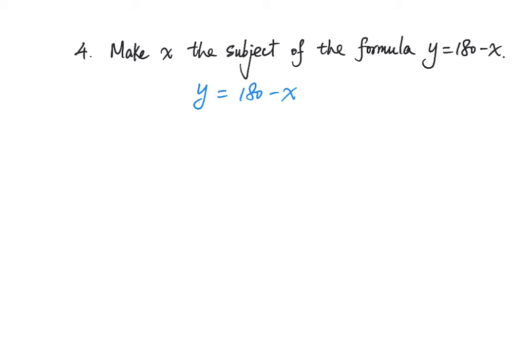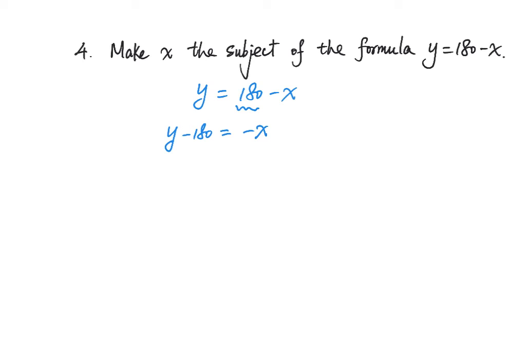We need to change x to be the subject. So we need to move 180 to the left hand side. So on the right hand side, negative x plus 180. Okay, so when we change sign, then change operation. This is plus 180, so change to the left hand side become subtract 180. So left hand side will be y minus 180, and on the right hand side, negative x is left.